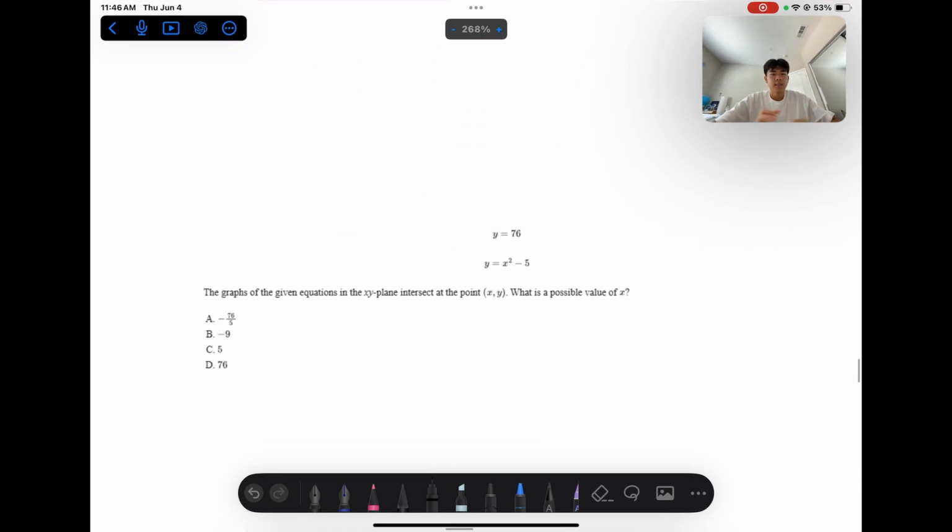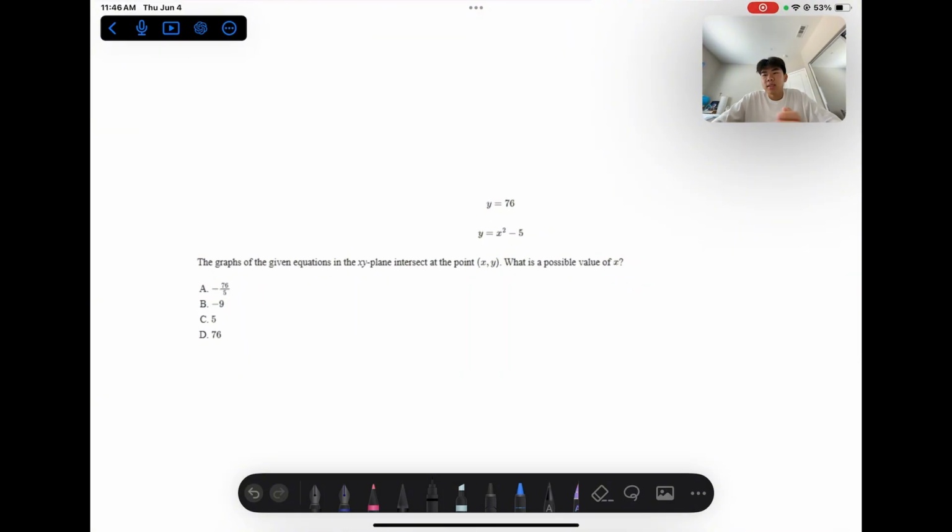The first one is: the graphs of the equations intersect at point (x, y). What is the possible value of x? This you just plug into Desmos and find the point where they intersect, and you get your answer. For this question, you should be using Desmos because you automatically get the answer. These are the types of questions that are designed to be used with Desmos.